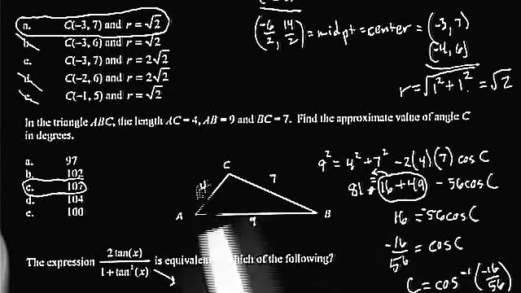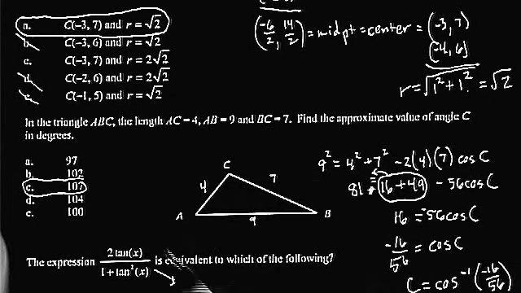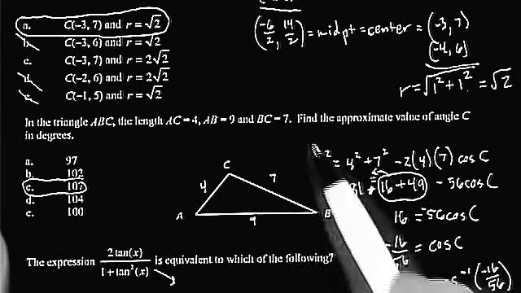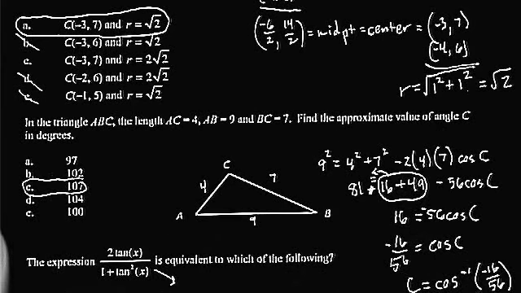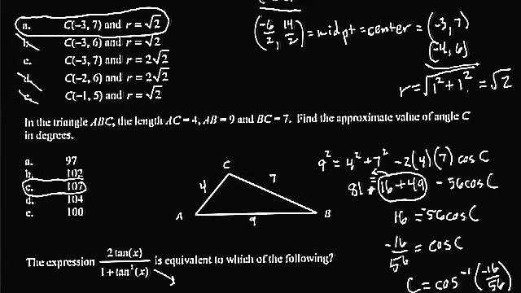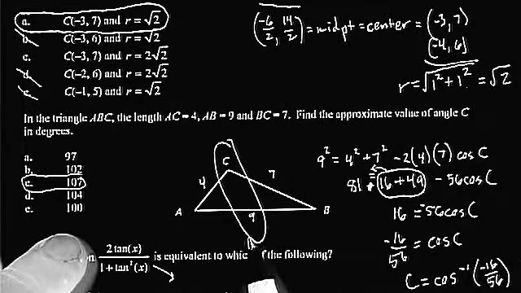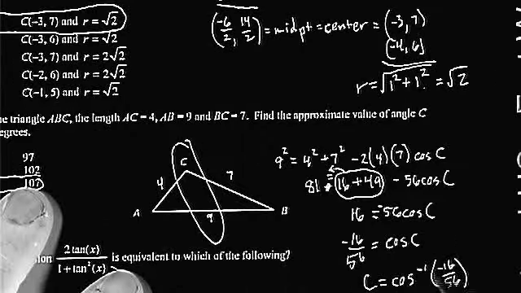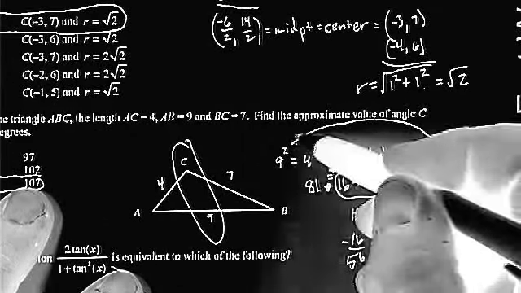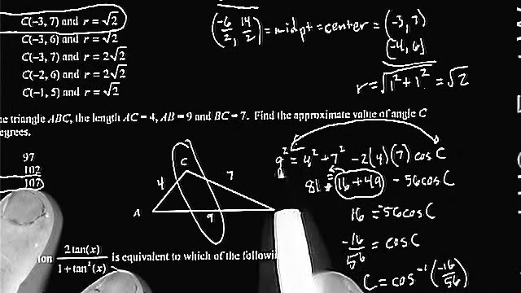In the triangle, length AC is 4, AB is 9, BC is 7, so I labeled the sides, right? Find the approximate value of angle C in degrees. Well, it's not a right triangle, so I can't use any SOHCAHTOA, sine, cosine, or tangent. It does not have a known angle and a known opposite side, so I cannot use the law of sines. I'm forced to use the law of cosines. The angle that I'm looking for is angle C. It is opposite side 9, so when I write my equation, these are the first two things that I put in my equation, the C on the right and the 9 on the left.